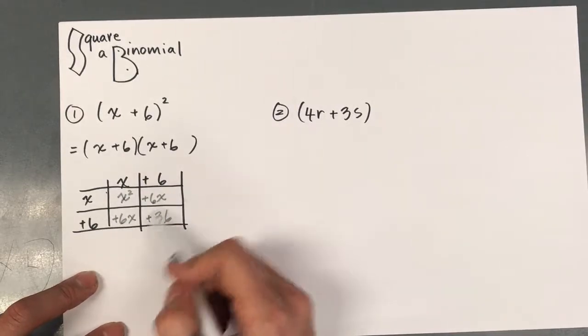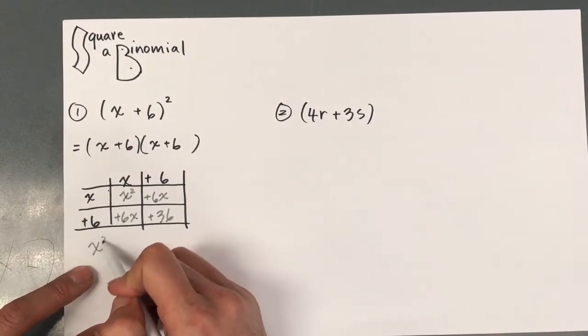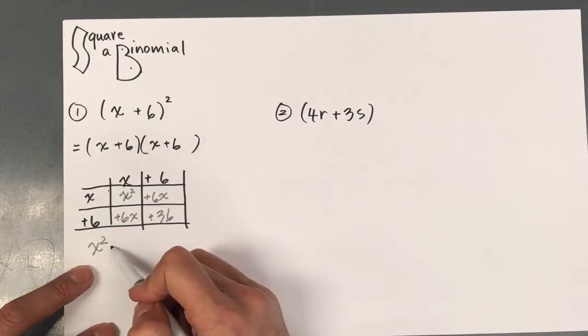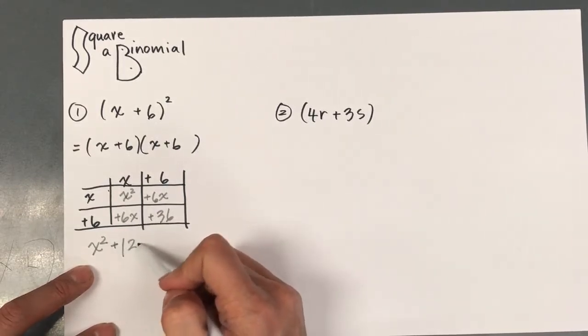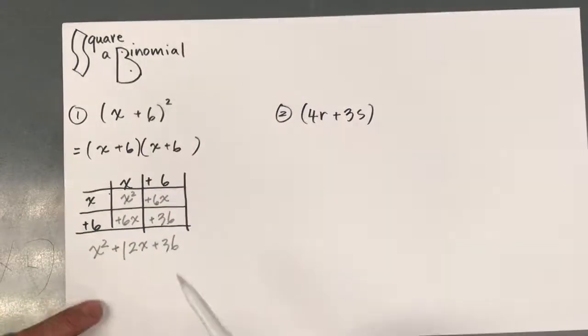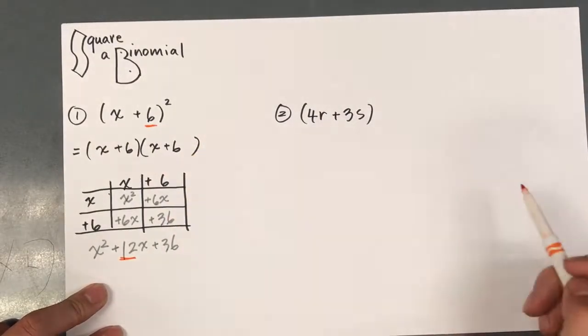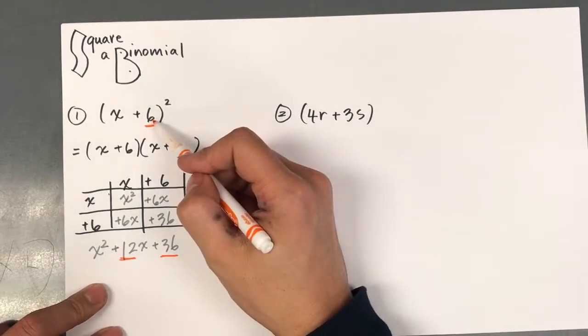And now you're going to add everything, or combine like terms. So you get x squared. These two are like terms, so we can add like integers. So that's going to be 12x plus 36. That's the expansion form of it. And if you realize, the coefficient of x is twice as big as this 6, and the constant is the square of this number.